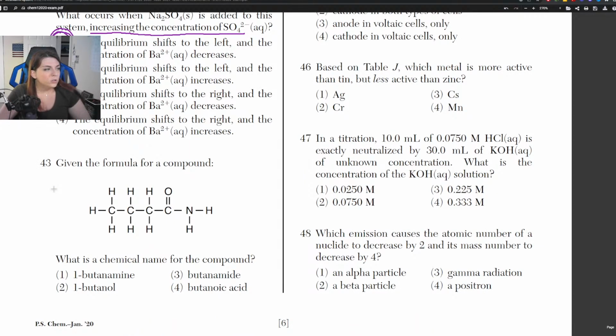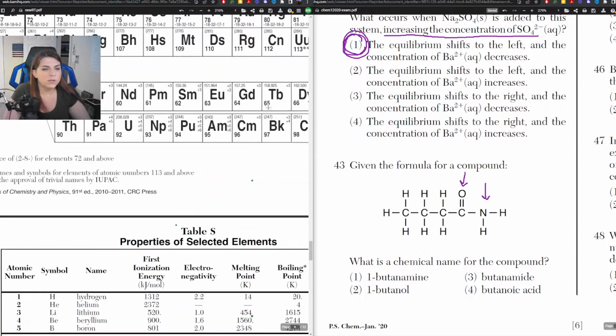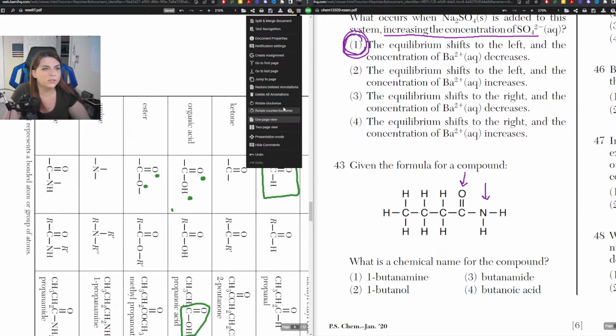43. What is a chemical name for this compound? All right, we are looking at a double bonded oxygen and an NH2 group dangling on the end of this carbon. And those are special simply because they're not carbon and hydrogen. And that's all organic chemistry is.